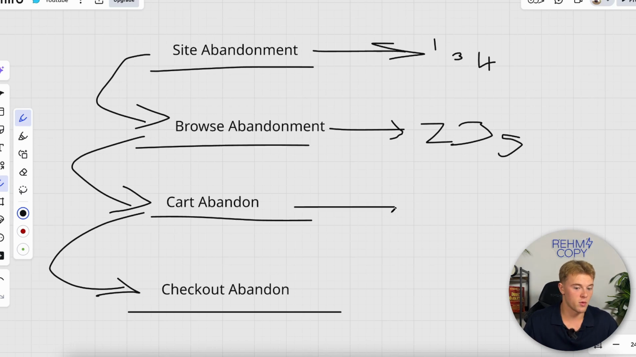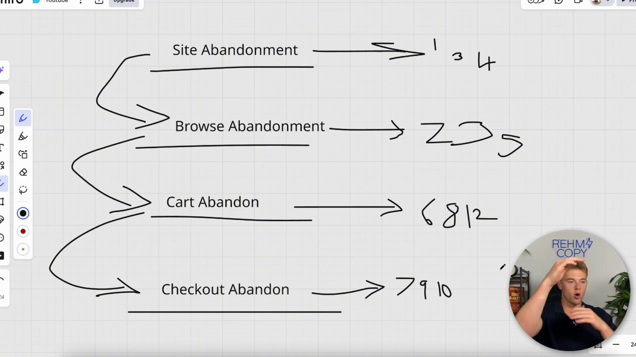Now cart abandonment, we get way different. Now these objections are number 6, 8, and 12. And then you get down to checkout abandonment and it's pretty similar. It's like 7, 9, and 10. These are all different objections that need to be handled differently based on where the person left on the website.